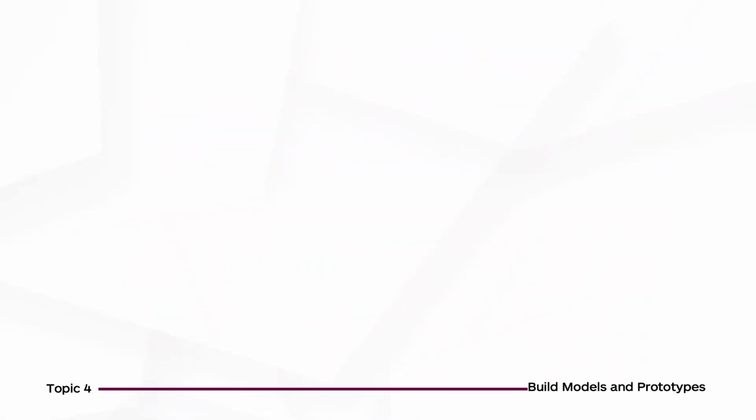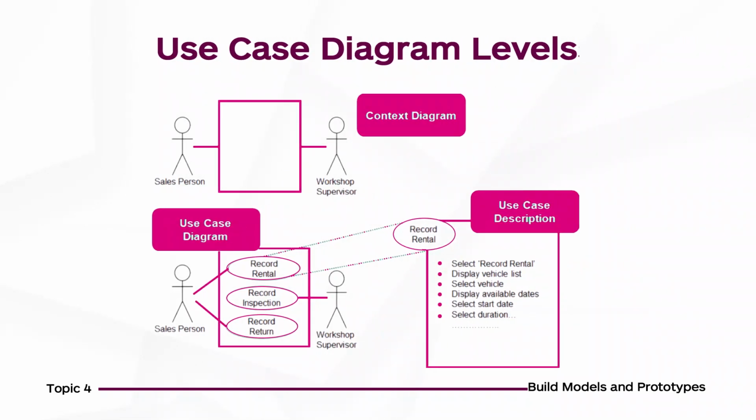Use case diagram levels. Moving on to diagrams, we have a few types: context diagrams, use case diagrams, and use case descriptions. A context diagram, for example, is like looking at the whole system from a distance. What interacts with it? Who are the users? The use case diagram gets a bit more detailed and shows specific functionalities, like a salesperson checking vehicle availability. These diagrams help us understand the system better and make sure nothing important gets missed.